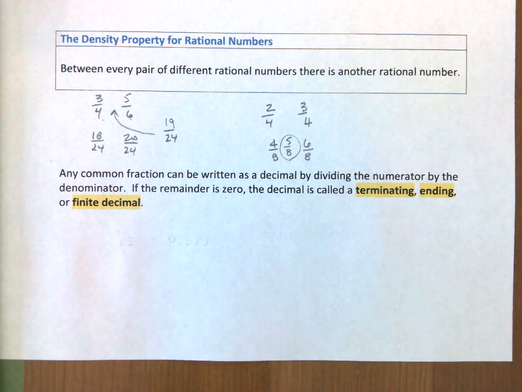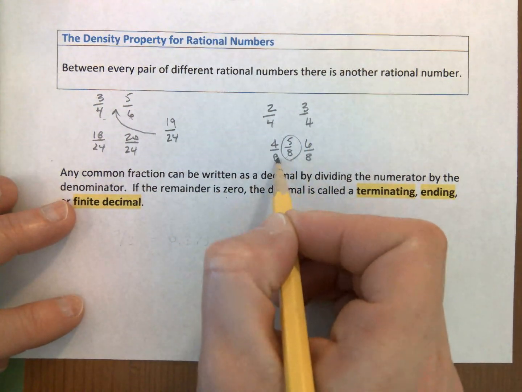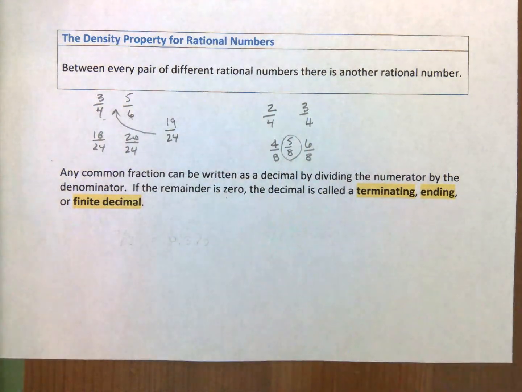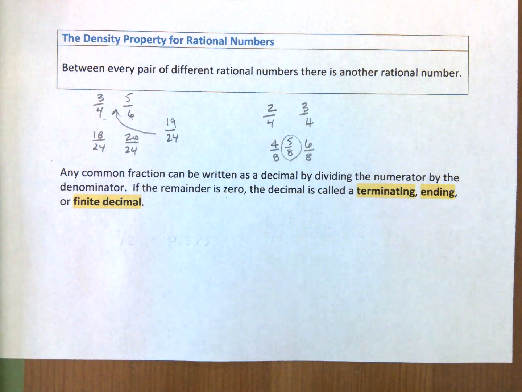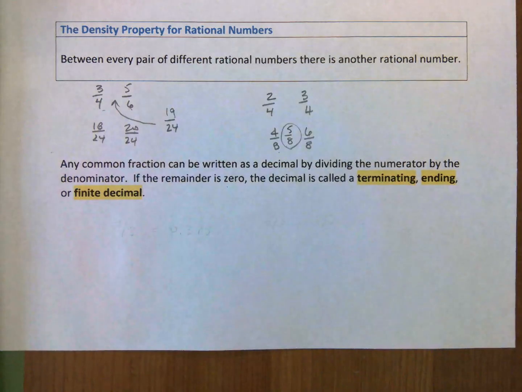So there's ways that you can find numbers that are halfway in between two others. And I could keep going. I could find a number in between these two, and then I could find a number in between those two, and I could just keep going forever and ever. So if you ever get really bored, that's what you can do.